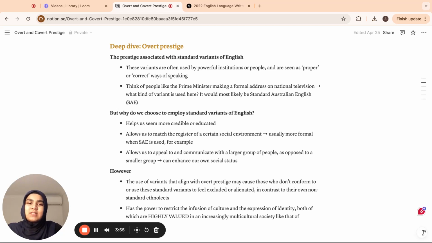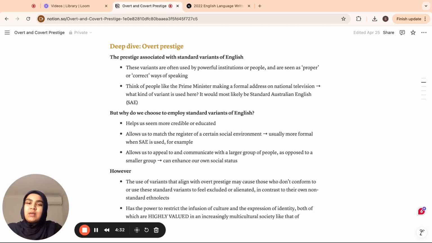And an example of this is the Prime Minister making a formal address on national television. Now think about the kind of environment that is. Think about the kind of situation that is. It's very public, and thinking about the kind of person the Prime Minister would be, someone that's held to very high regard, and someone that probably needs to maintain that kind of reputation with the public. They would be using standard Australian English.